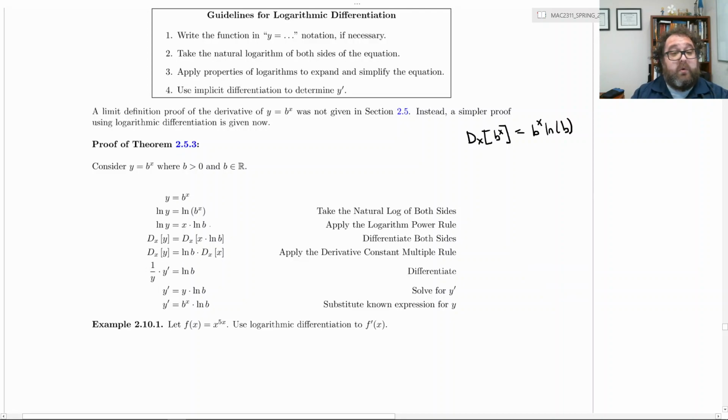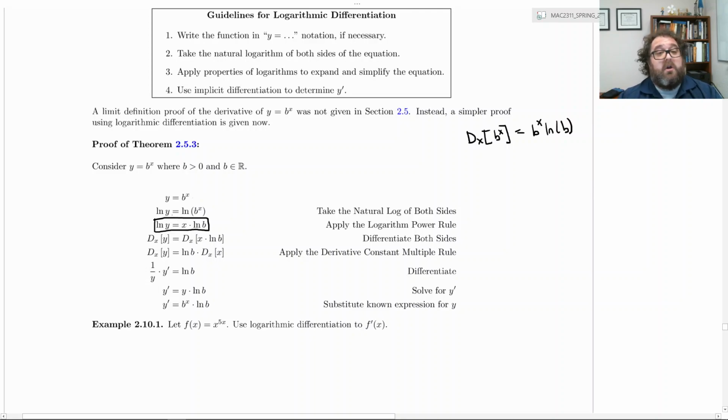Once we rewrite according to the properties of logarithms, then we can take the implicit derivative. So notice now at line 3, we have an implicitly defined function. That is, it's not solved for y anymore. We started with an explicit function. We started with y equals b to the x, which is an explicit function. But when we took the natural log of both sides, now all of a sudden we have an implicit function because it's not solved for y.